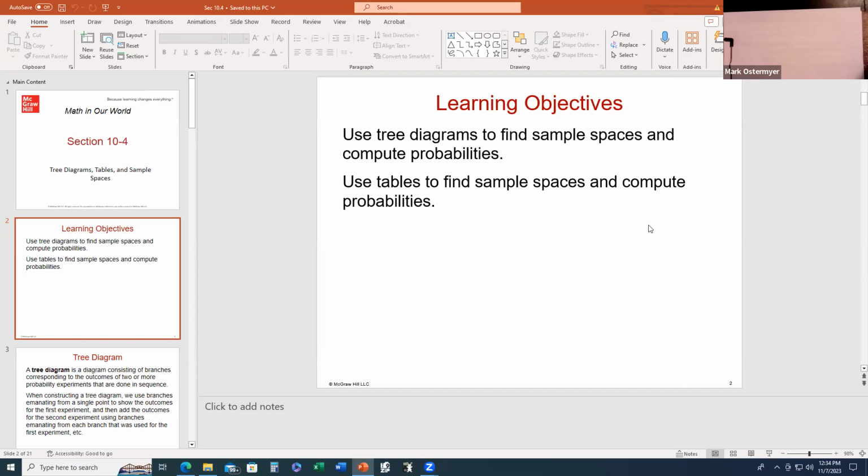So tree diagrams or tables are all useful in helping us to, like I said, determine all the possible outcomes of a particular probability experiment. And in order to compute probabilities, you need to know what the sample space is and how many items are in the sample space.